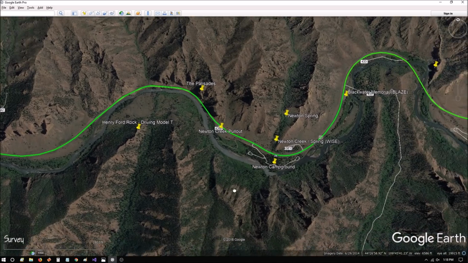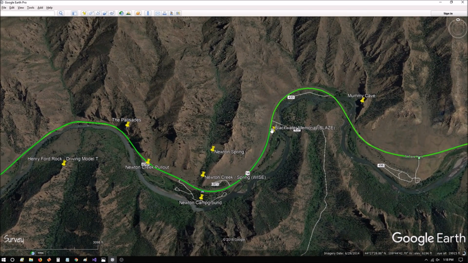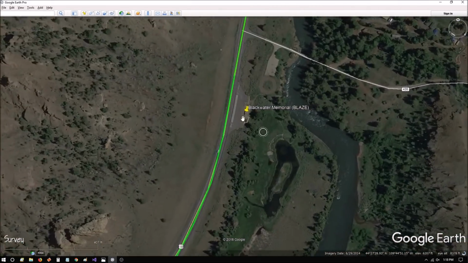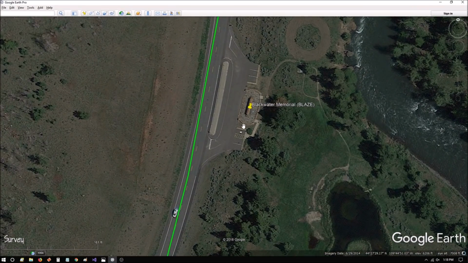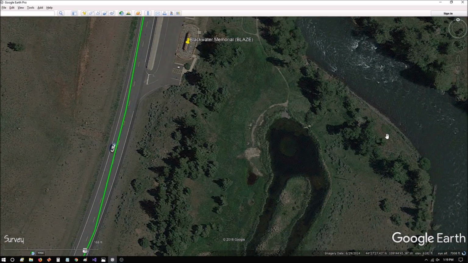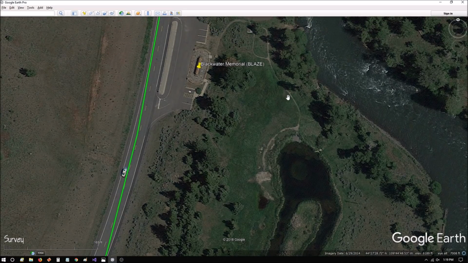Now we have the Palisades, Newton Creek, Newton Campground. And here's the Blackwater Memorial. Again, it kind of goes north to south. The CCC logo's on this side. This is a road that you can actually drive in. I think this might actually be private property over here. I'm not sure. But you're allowed to go through that because even though it's private property, as long as you stay on the road, you're okay because they have easements to allow firemen and people to get through, and hikers, campers, and so forth.